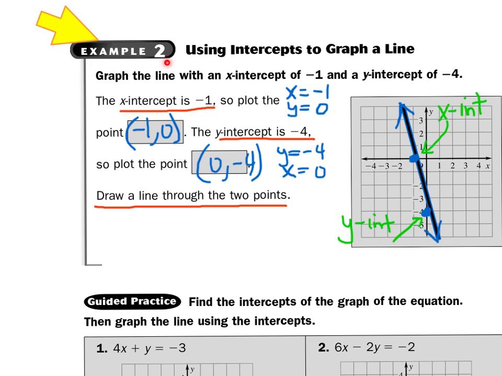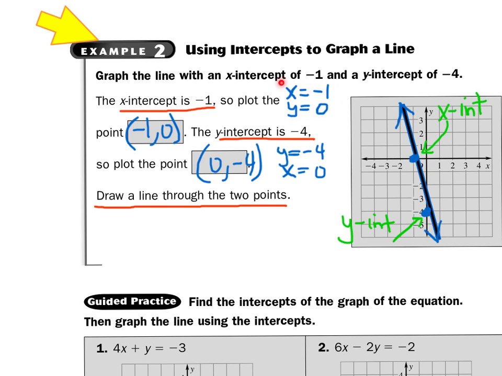Okay, now take a look at example 2, using intercepts to graph a line. So they want us to graph a line with the x-intercept of -1 and a y-intercept of -4. So sometimes they're really nice and they just give us the values. So if the x-intercept is -1, I put x equals -1. Well, if it's the intercept, then the other letter, the y, has to be 0.